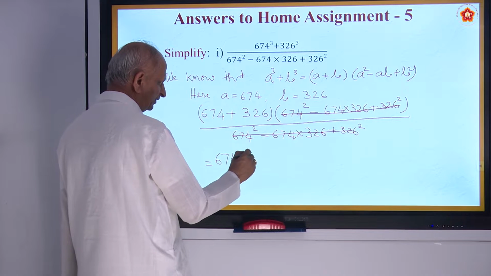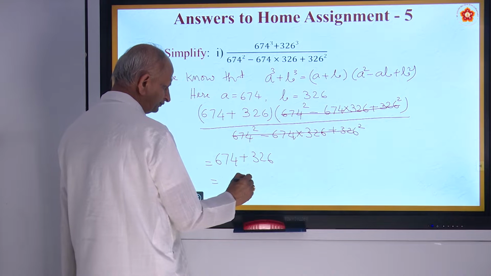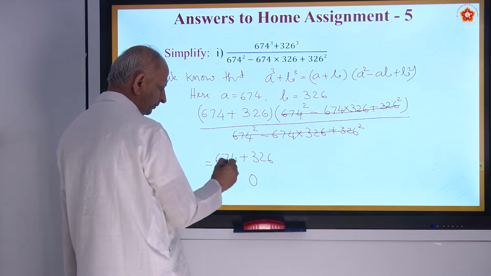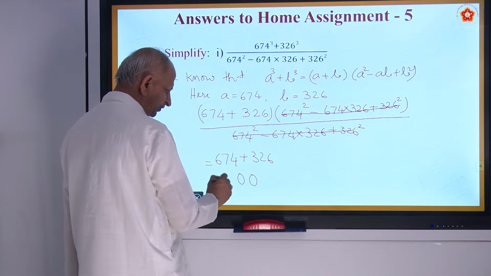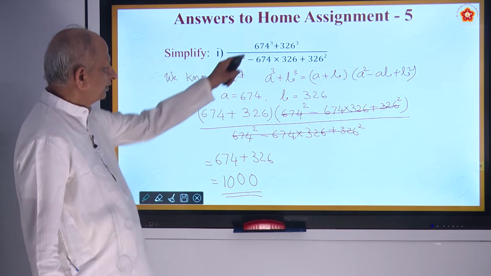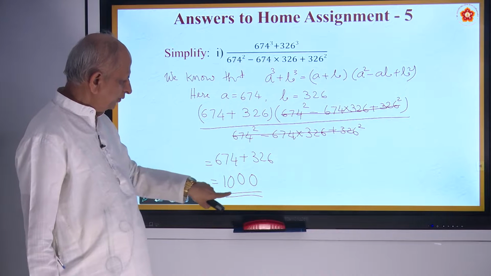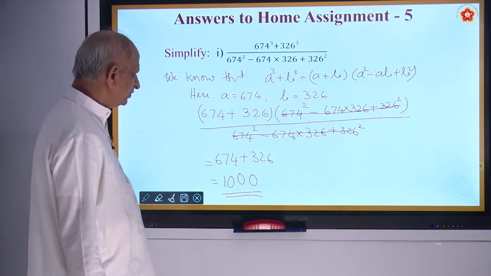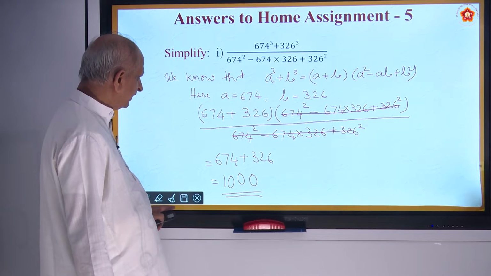674 plus 326, that is a beautiful answer. 4 plus 6 is 10, 1 plus 2, 3 plus 3, 7 is 10, 1 plus 3 is 4 plus 6 is 10, 1000. Beautiful answer. So the answer for this is 1000. Got it? It's a 3 marks question. Okay, now we will pass on to the second question.